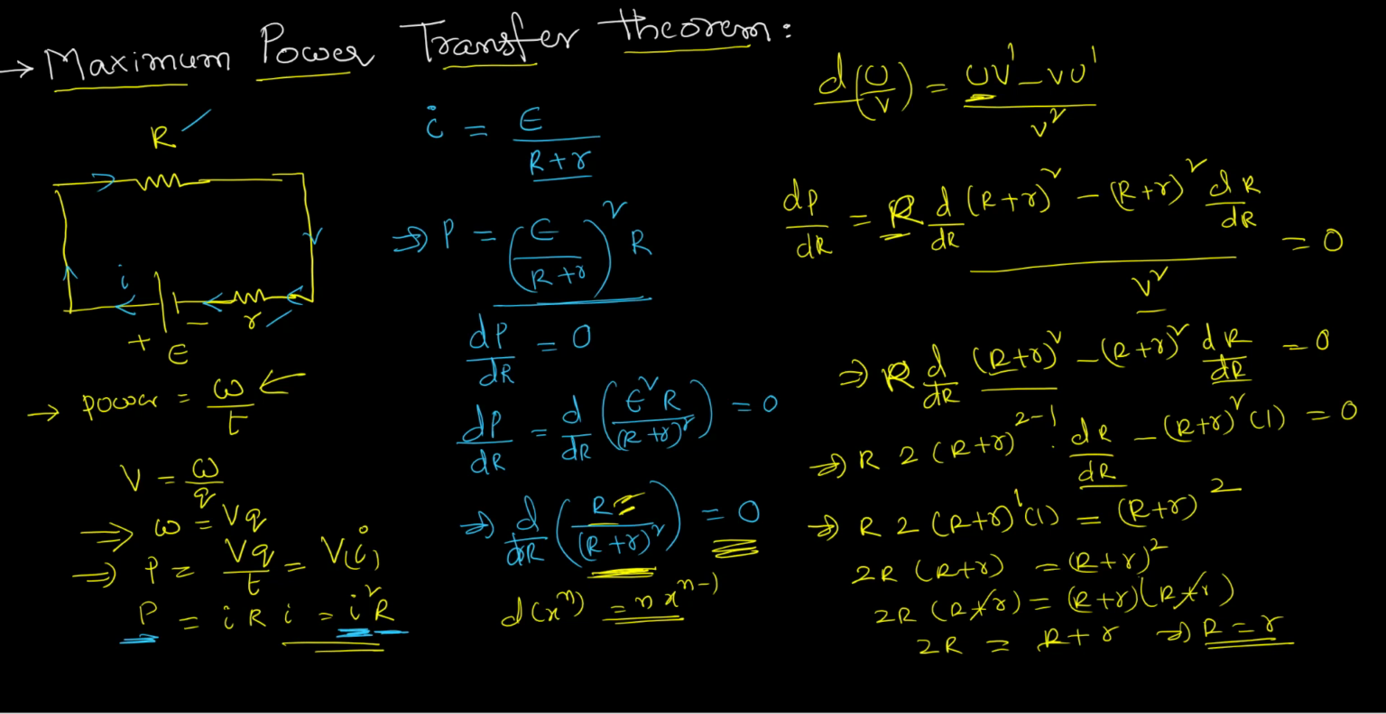So for the maximum power transfer in any device, in any circuit, we shall have an external resistance value that's equal to the internal resistance. In that case, we can get the maximum power transferred in the circuit. That's how we have to solve this or understand this.